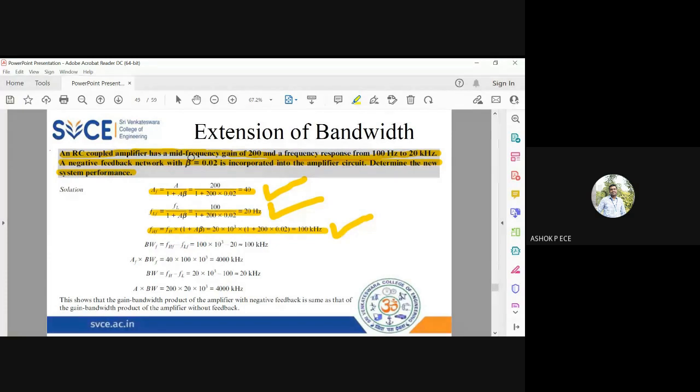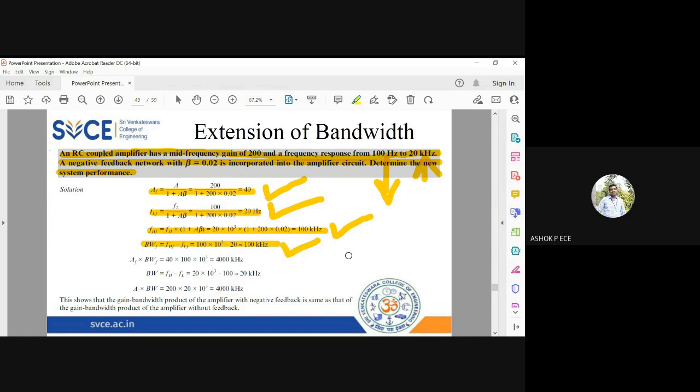So as we have seen just now, when you apply negative feedback, the lower cutoff frequency will reduce and the upper cutoff frequency will increase. The lower cutoff frequency 100 hertz will reduce to 20 hertz and the upper cutoff frequency will increase. So 100 has become 20, and 20 kilohertz has gone to 100 kilohertz. So the new bandwidth is 100 kilohertz minus 20 hertz, which is approximately 100 kilohertz.